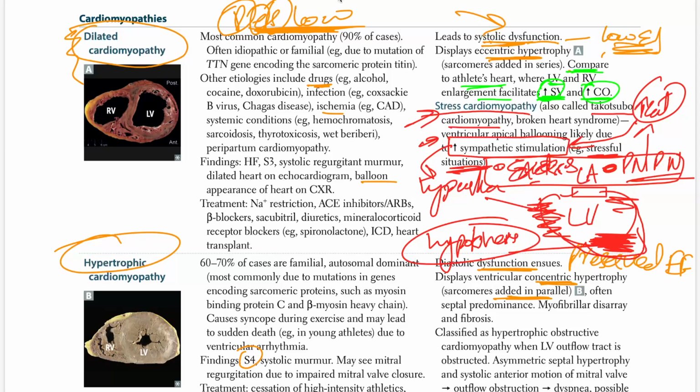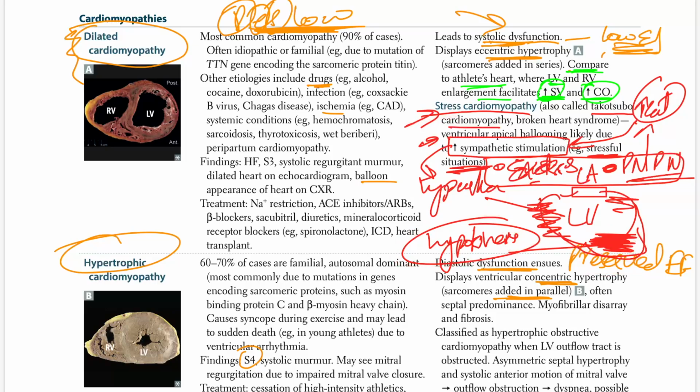So as we talked about stress induced, it is the stressful situations like exercise, like post-menopausal women, which will have increase in catecholamines. It is increase in sympathetic stimulation, which causes hyperkinesis of the left ventricle, except in the apical area it is hypokinetic, meaning there is no contraction over there. And that is all for the stress induced.